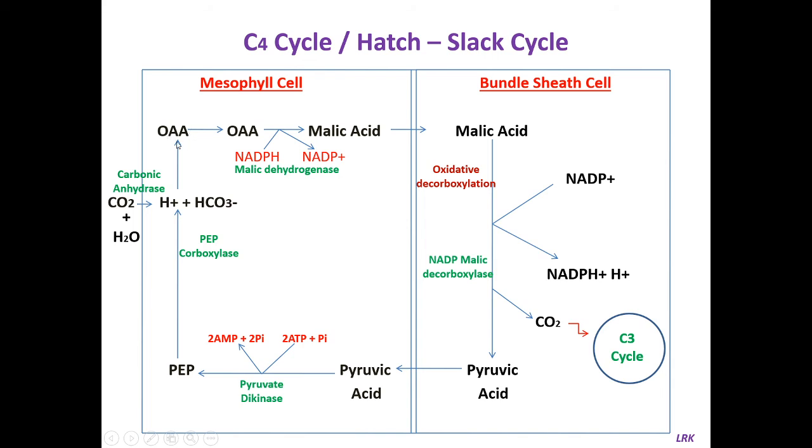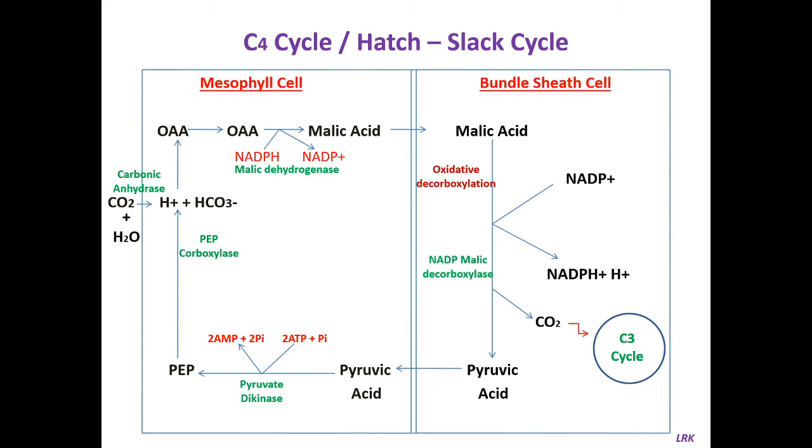So in this cycle, the first formed compound is a dicarboxylic acid. So this cycle is also known as the dicarboxylic acid cycle, and the first formed stable compound has four carbon atoms, so it is also known as the C4 cycle. And one more name for this C4 cycle is the beta carboxylation pathway.